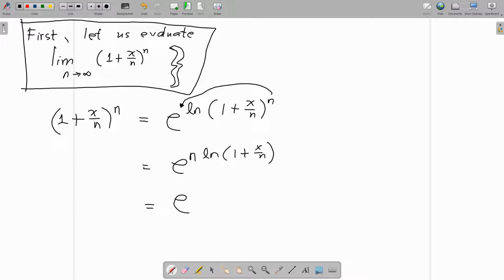What can we do with this n? Let us bring that down. Let us use algebra. So ln(1 + x/n), and this n, we can write as 1 over n.